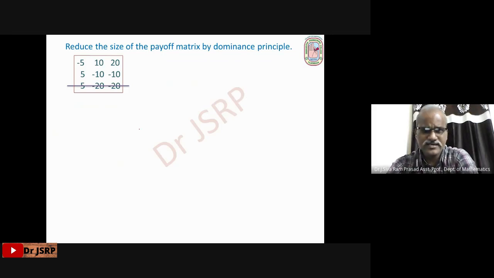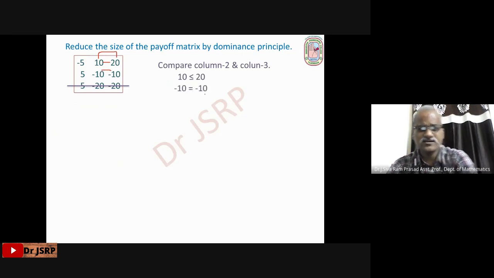Compare column 2 and column 3. First element 10, 20. Clearly 10 less than or equal to 20. Second elements minus 10, minus 10. So minus 10 equal to minus 10. So here we have less than or equal. This equality can be written as less than or equal. We can write minus 10 less than or equal to minus 10. So column 2 and column 3 are comparable.